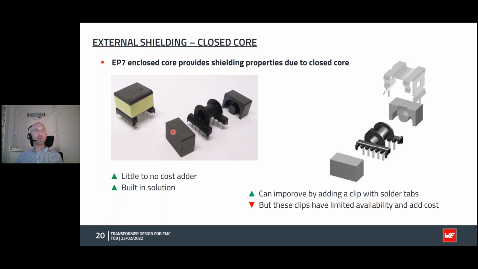This doesn't add any cost, because we often use these types of cores anyway. They're a little bit more expensive than, say, an EE core, but if you're using one anyway, then you get a little bit of EMC improvement for free. And then if you really want to improve that, you can ground this core as well, but a nice way is by using a clip for this, which already has some ground tabs built into it, so you don't have to do the manual process, but of course you have to pay a little bit extra for the metal clips, and again, these clips are a little bit limited in availability.